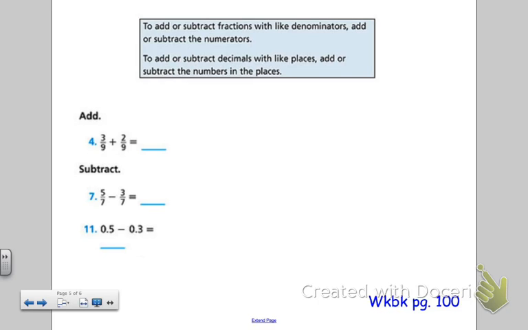Page 100. So now, to add or subtract fractions with like denominators, all you have to do is add or subtract the numerators. So now we're talking again about those like denominators. We had like denominators on the last screen when we were comparing them. Now we're going to be adding and subtracting them. So take a look at 3/9 plus 2/9. Well, if I have 3/9 and I add 2 more 9ths, I now am going to have 5/9. The only thing that changed was the numerator. The denominators stay the same.